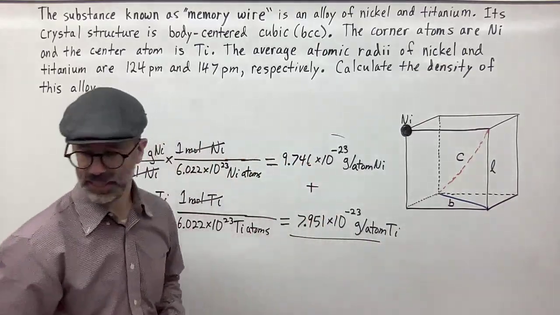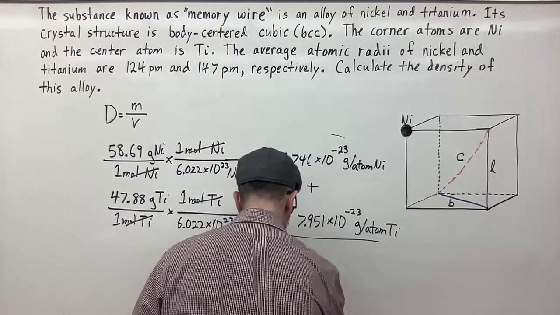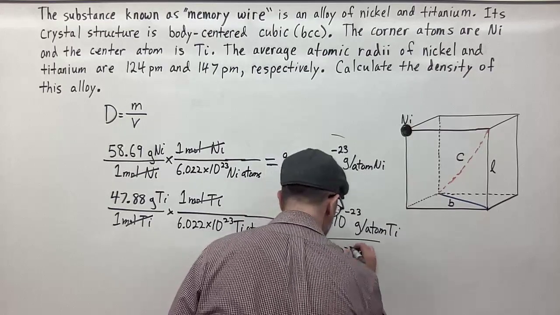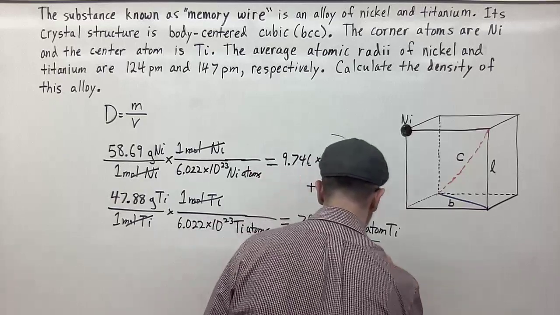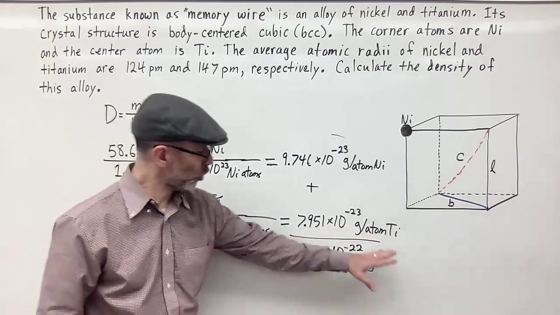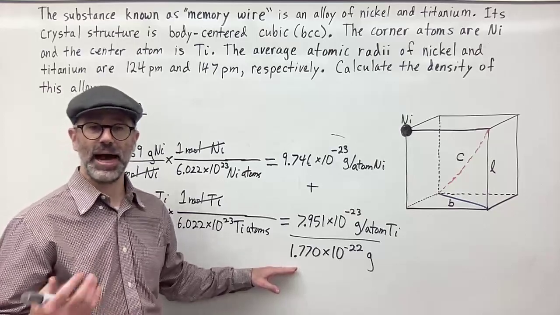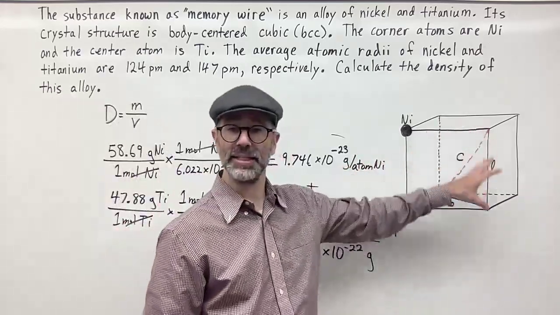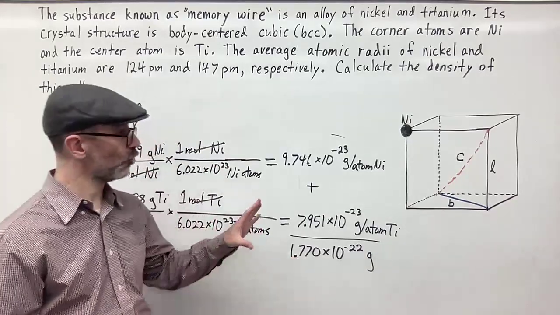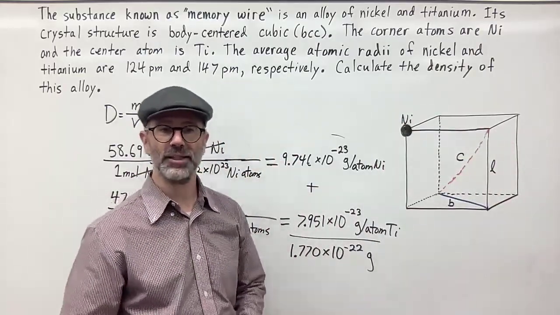And when I add those together, I get 1.770 times 10 to the negative 22nd grams. Okay, I have the total number of grams, or the mass, from both the nickel and the titanium atoms in my space here. So I got the total mass. Now all I need to do is calculate the total volume of my cube. That is a little bit trickier, so stay tuned.